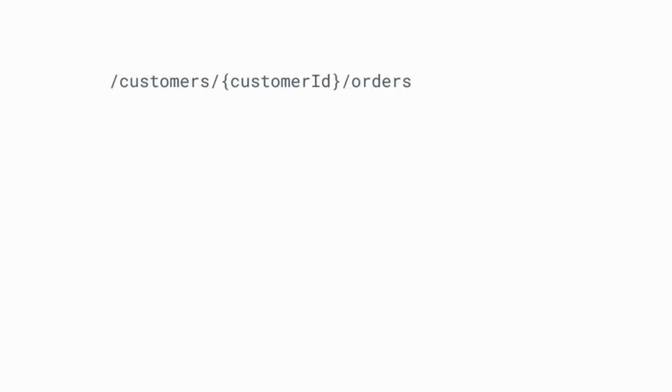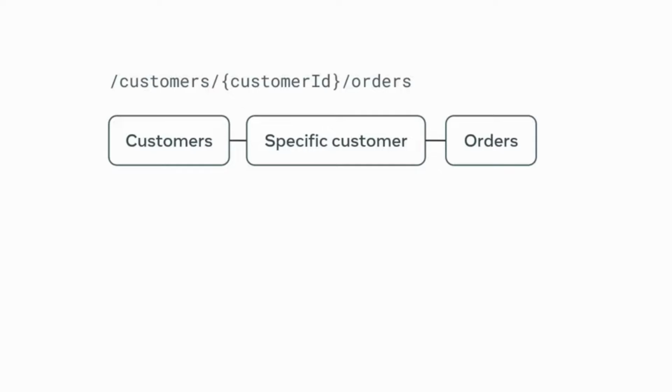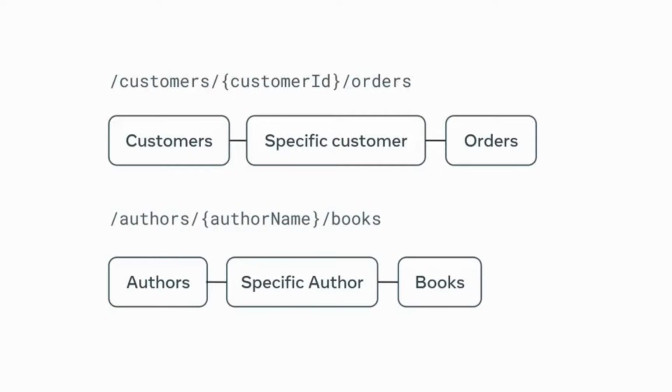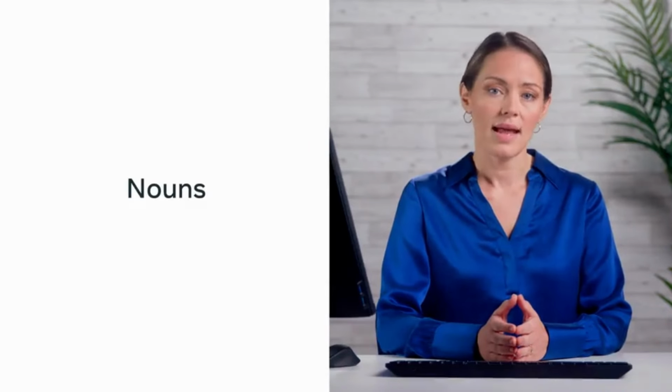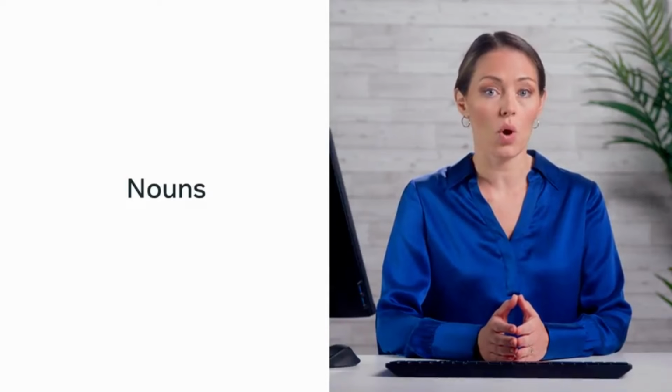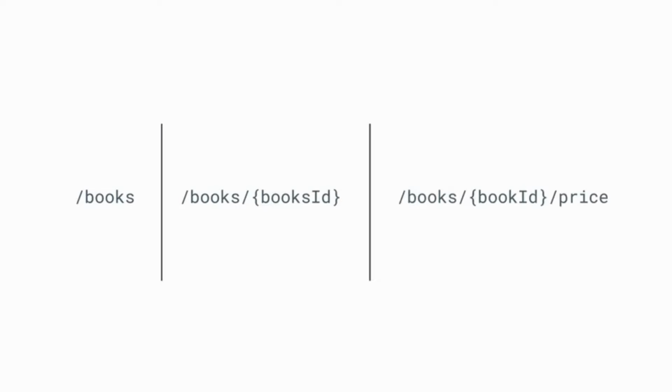Notice how the relationships between the customers and orders, the books, and the author are all indicated with the / in these API URIs. Another naming convention is that your API should always use a noun to indicate the resources it is dealing with. An API that returns a collection of books or a book should use the nouns books or books and book ID wrapped in curly braces. Similarly, to get the price of a book, you should use the nouns books, book ID, price.